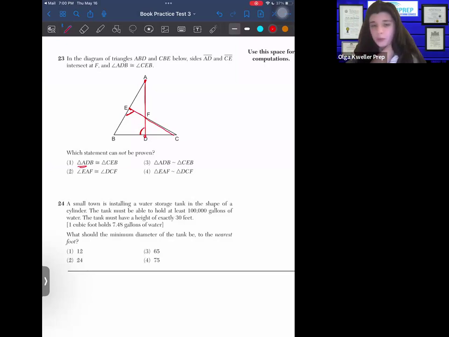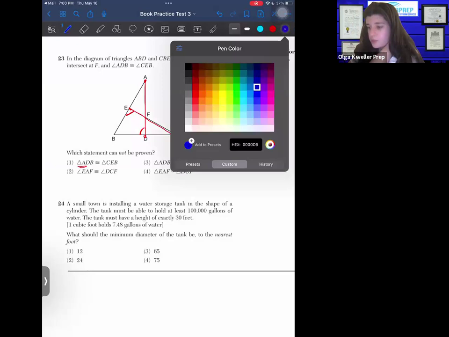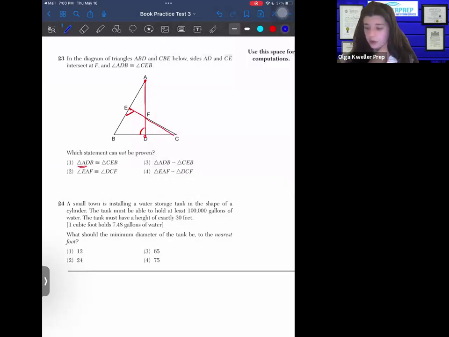So what can we prove from this picture, right? So from this picture, we see that we have vertical angles, right? So this angle is going to be equal to this angle. That's one thing that we know. It says cannot be proven. So two can be proven, right? EAF, can we prove that this angle, mark it in lighter blue, is equal to DCF? How would I prove that?